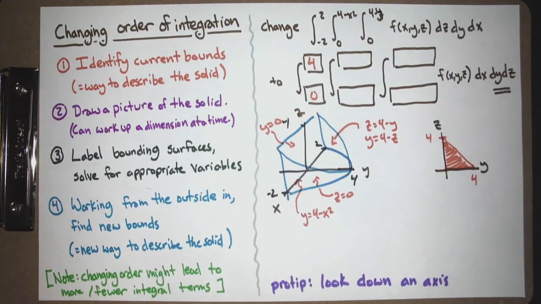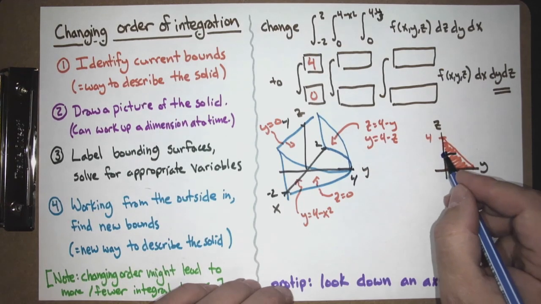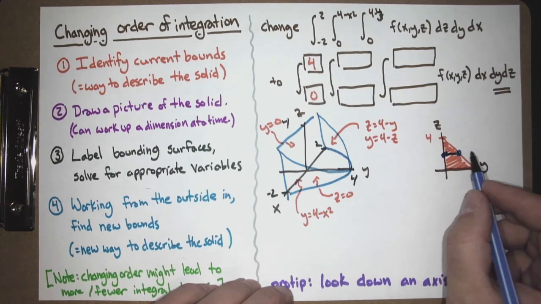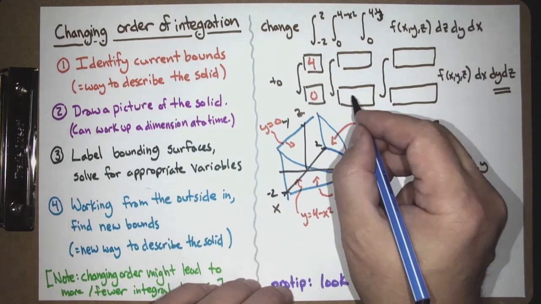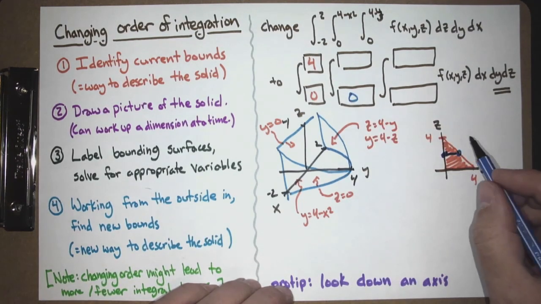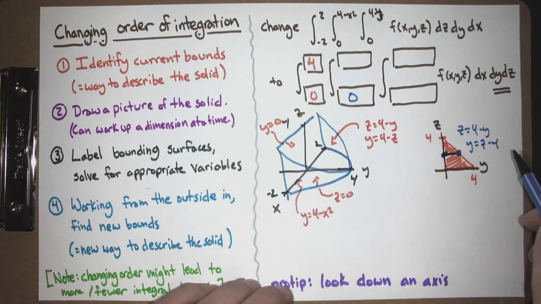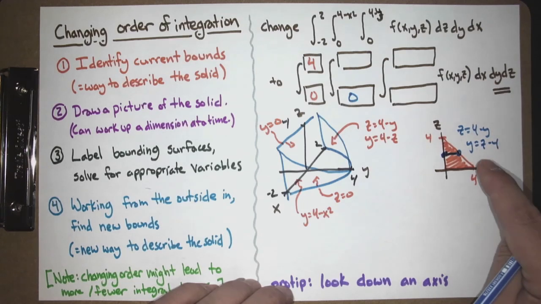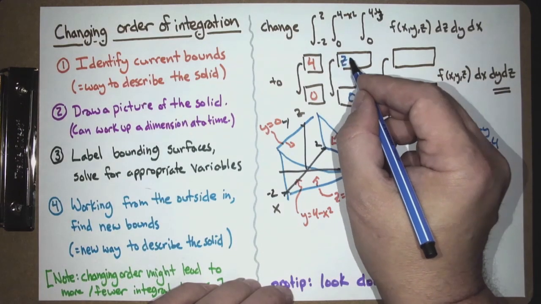How about y? Well, given a value for z, I move back and forth in the y direction, because dy says change y. So 0, that's pretty easy to spot. Now this curve here, this is z equals 4 minus y, or y equals 4 minus z. We're doing dy. Which one of these do you want? Yeah, dy says I want y equals. So you want the 4 minus z term.